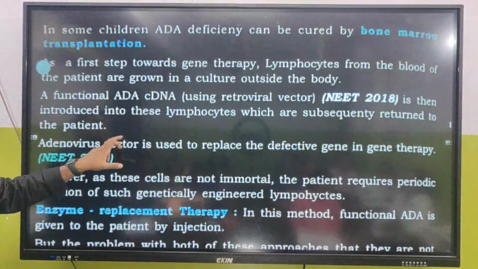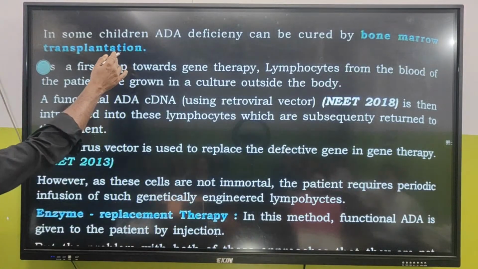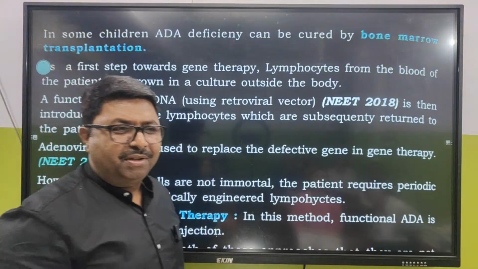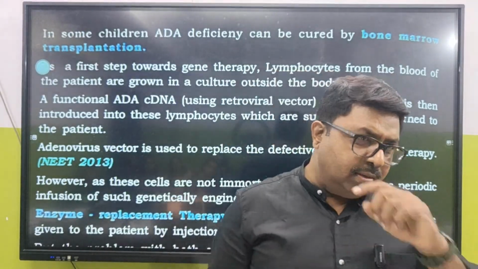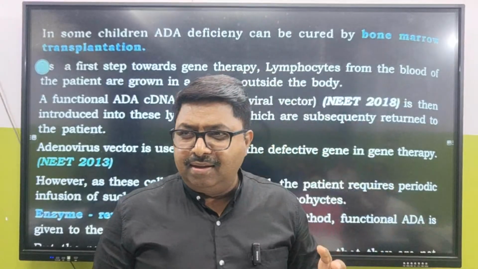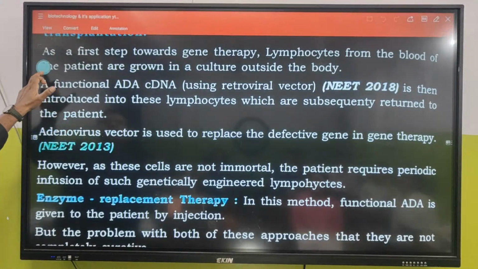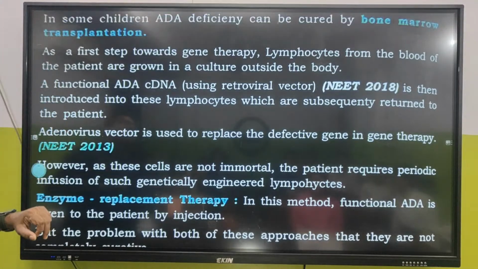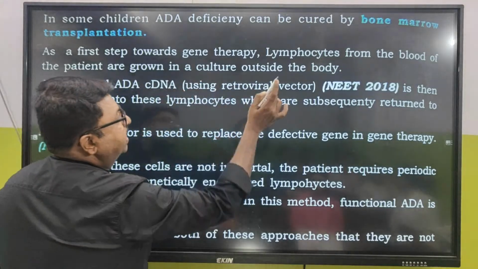Okay. In some children, ADA deficiency can be cured by bone marrow transplantation. Bone marrow transplantation is not very costly? Google it. Fine. 17 crore. Okay.